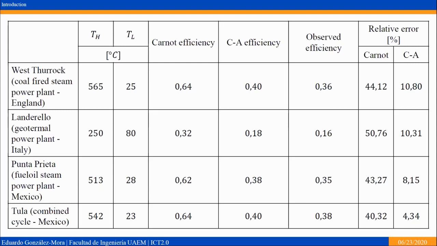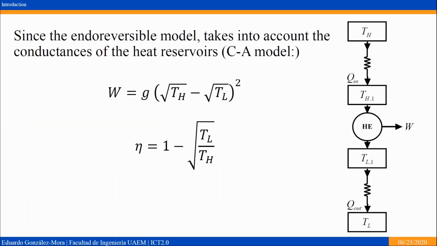In this way, for example, the observed efficiency of the Punta Prieta power plant located in Mexico that uses fuel oil presents a relative error of 8% using the Curzon-Ahlborn efficiency, compared to 40% if the Carnot efficiency model is used. This immediately shows the advantage of using this corrected model, this Endoreversible thermodynamic model.